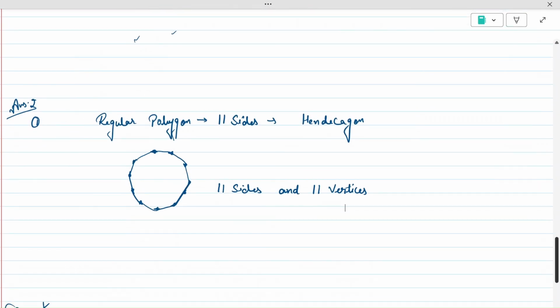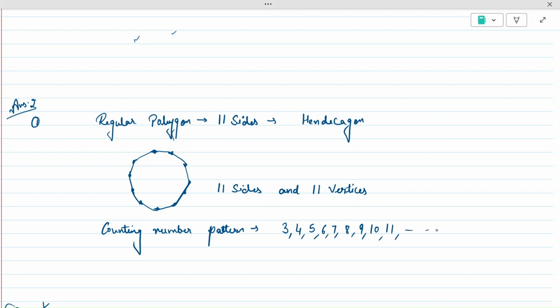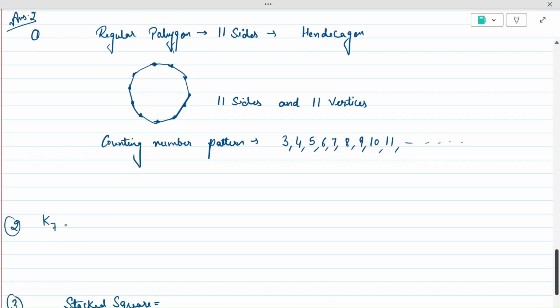So the pattern is, it was counting numbers. We have already recognized it is using counting number pattern, starting from 3. So it is 3, 4, 5, 6, 7, 8, 9, 10, 11 we have drawn, and it will go on increasing. Okay, next one is we have to make the next shape in your complete graphs.